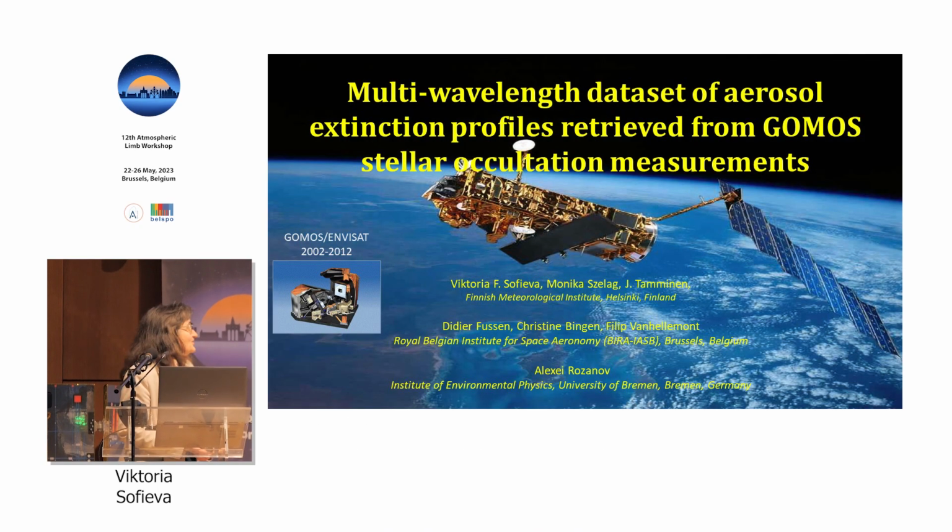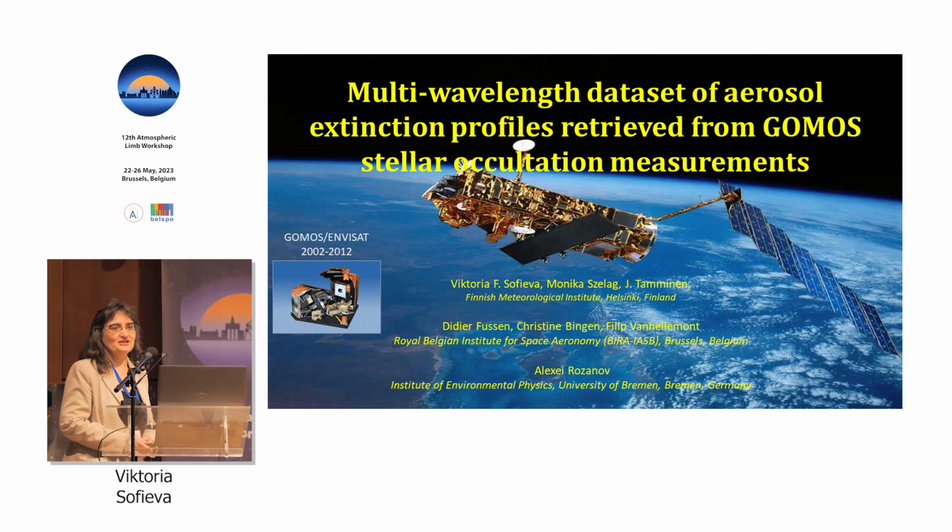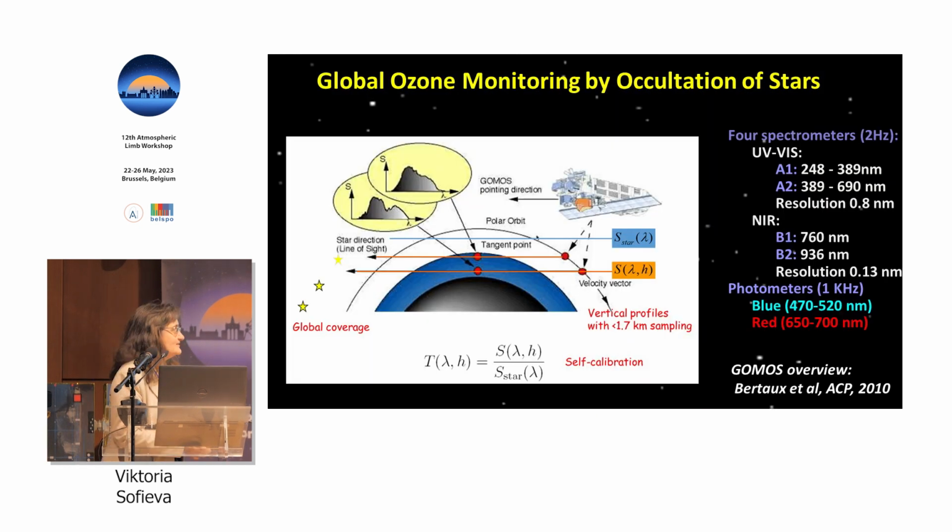The theme of my talk is a multi-wavelength dataset of aerosol extinction profiles retrieved from GOMOS stellar occultation measurements. GOMOS was operating on board ENVISAT in the years 2002-2012, and its full name is Global Ozone Monitoring by Occultation of Stars. The main advantage of the occultation principle is self-calibration.